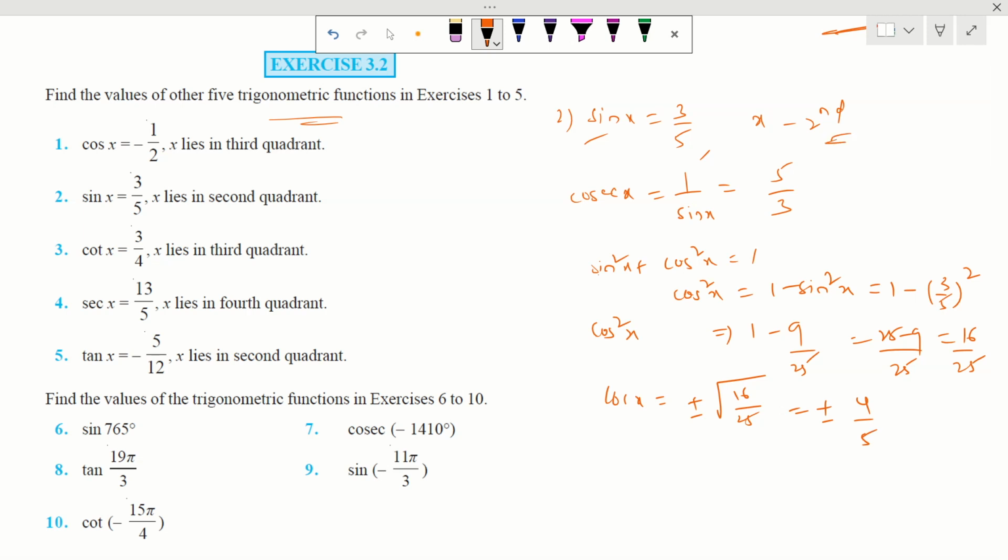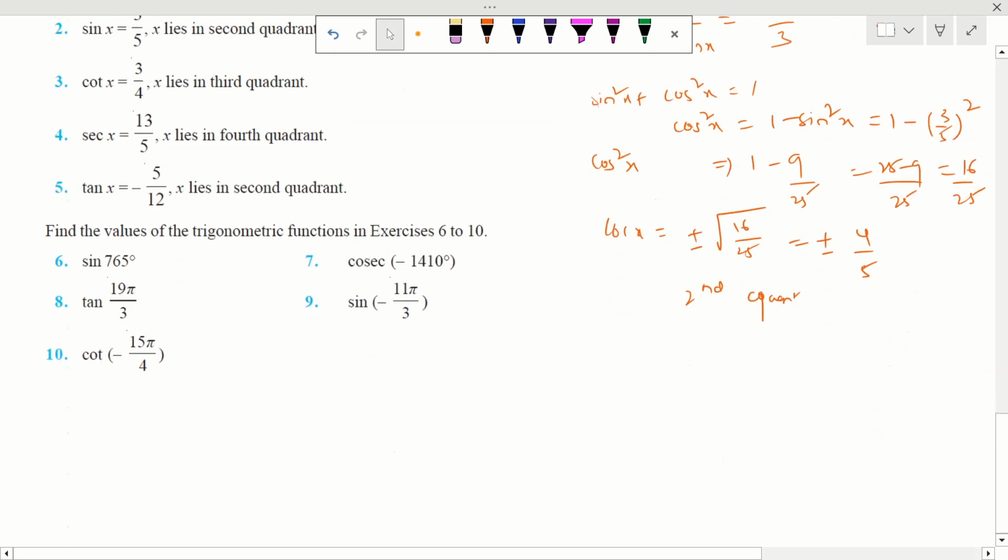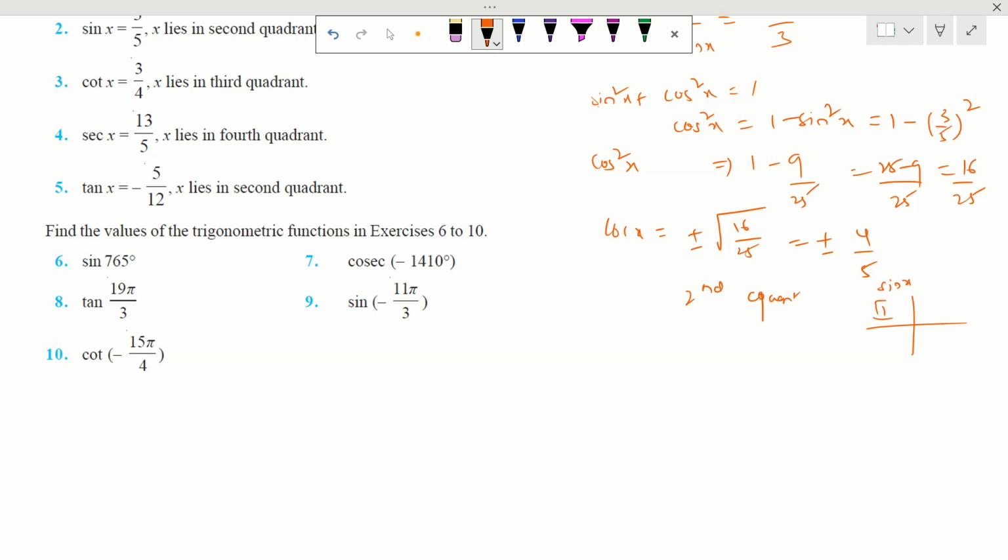And here x lies in the second quadrant. In the second quadrant we know that the sine and cosec values are positive, and the remaining are negative. Sine and cosec only positive, and remaining are negative, which means here cos x is negative. It is minus 4 by 5.